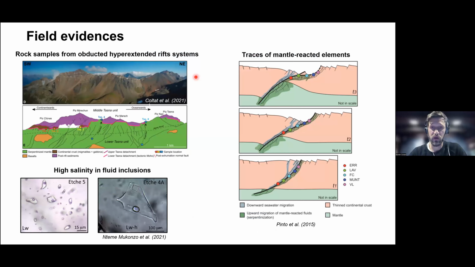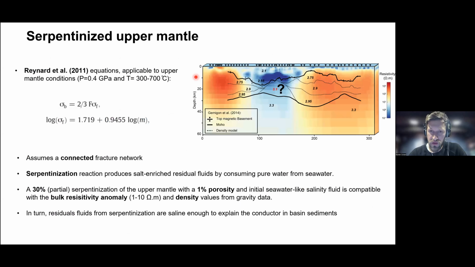Yeah, so the evidence from other data was the gravity. You can see here, this is the gravity modeling from Jernigan et al. It shows that the density values and the magnetic susceptibility are compatible with the serpentinized mantle. Okay, that's what I meant. Yeah.